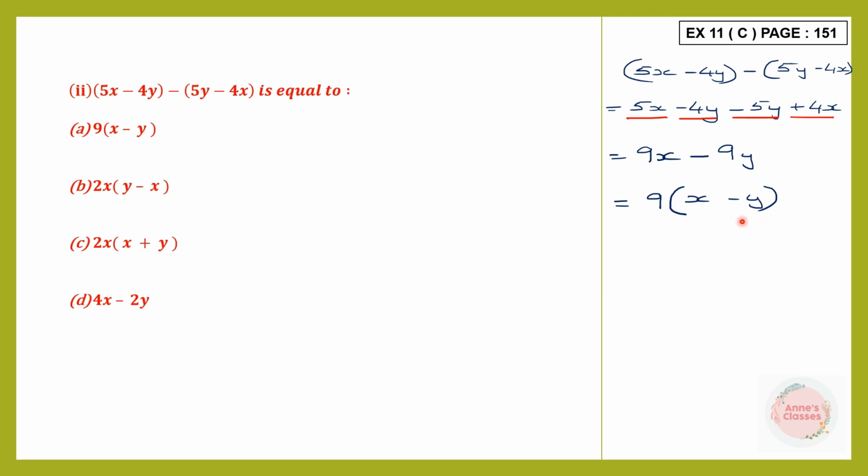So let's see which of our answers is correct here. Option A says 9 into x minus y. We have the same answer. So option A is the correct answer.